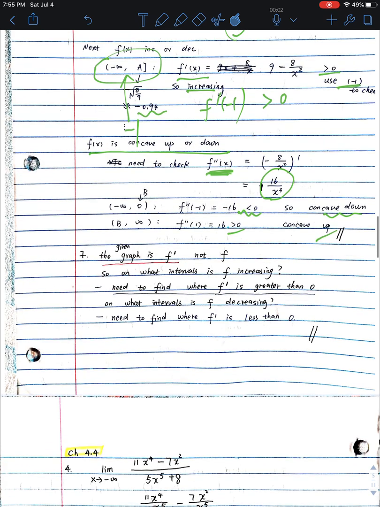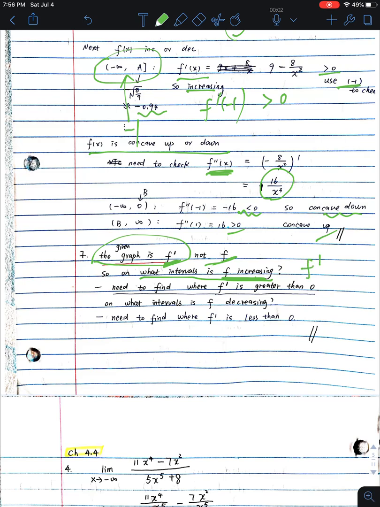And for question 7, I didn't plot the graph, but the thing you need to pay attention to is that the graph given in the question is the first derivative of f. So it's f prime, not the graph of f. The first question is on what interval f is increasing, because the given graph is f prime.